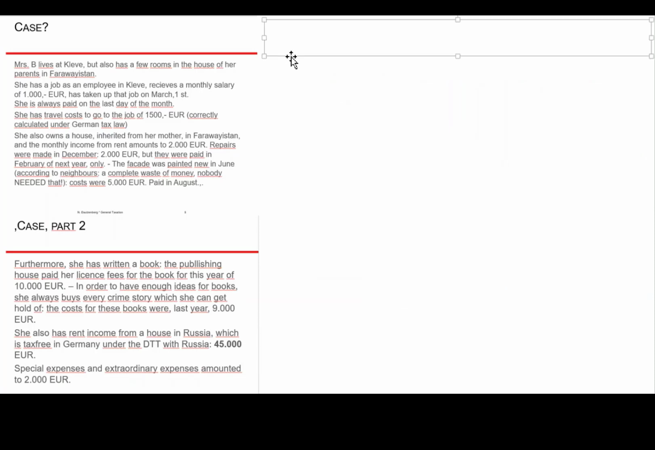Part 2 of our nice little master solution. She has written a book. That's number C, the book. Well, writing a book and publishing that gives you license fees. If you don't print it yourself, that's income from self-employment.